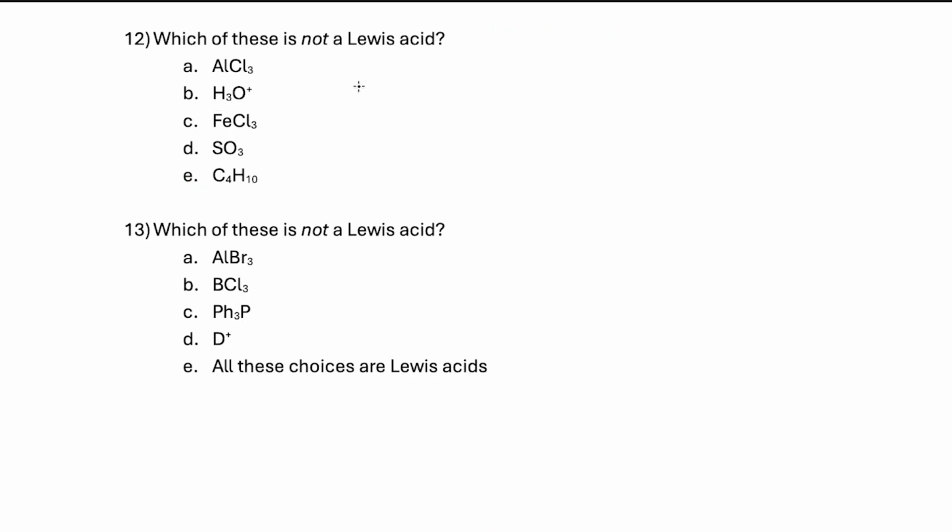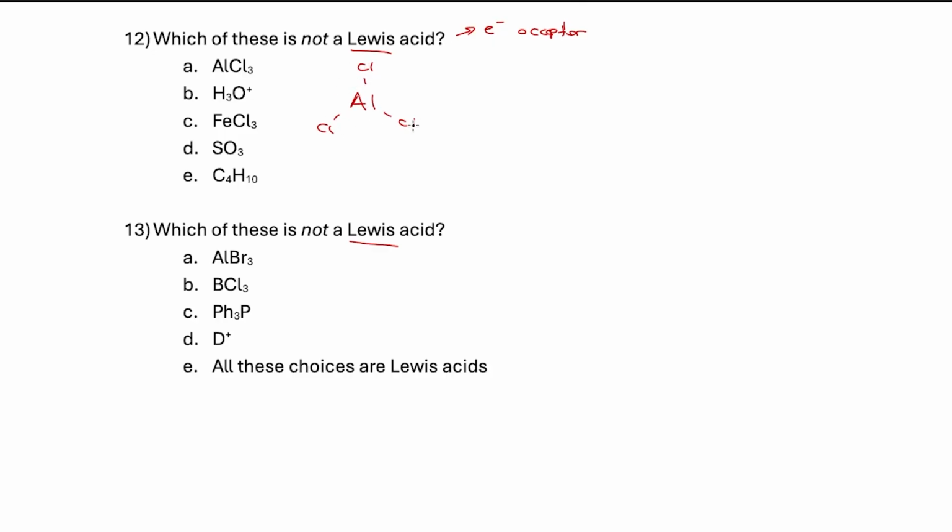Question 12, which of these is not a Lewis acid? And so again, when I see Lewis, the first thing I'm going to do is draw it out. It's also notable to remember that a Lewis acid is going to be an electron acceptor, meaning that we should be able to get another lone pair when there isn't one. And so aluminum trichloride is going to look like this.